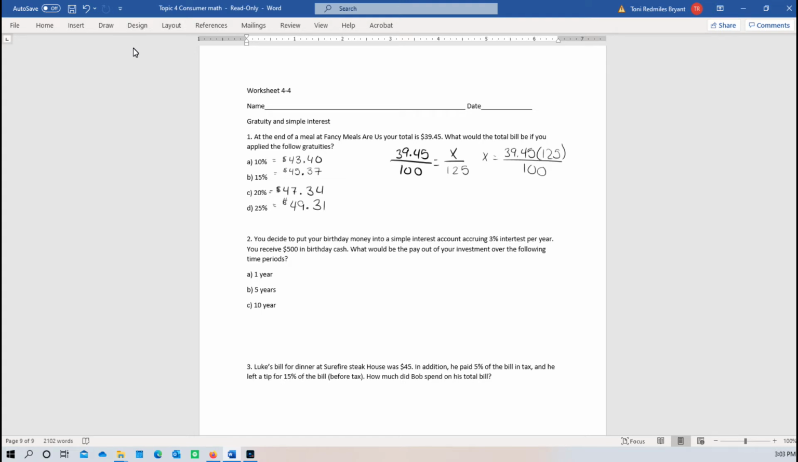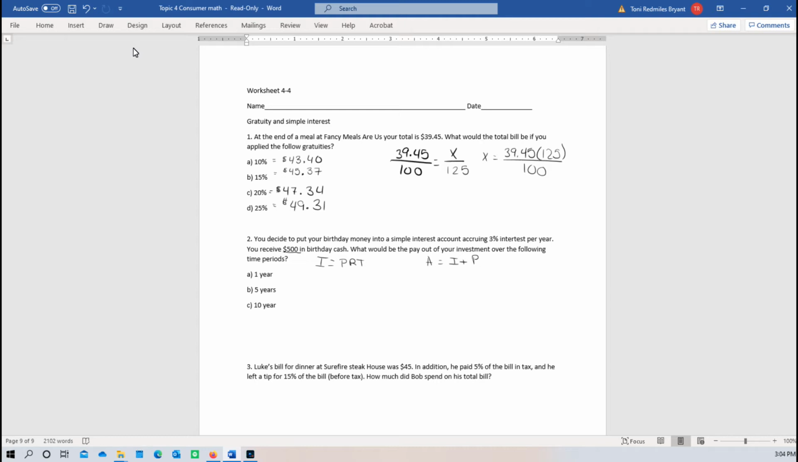All right, you decide to put your birthday money into a simple interest account accruing 3% interest per year. You receive $500 in birthday cash. What would be the payout of your investment over the following time period? So we're going to keep switching T. All right, so we have to do two things. First, we have to do I equals PRT and amount equals interest plus P, or principal.